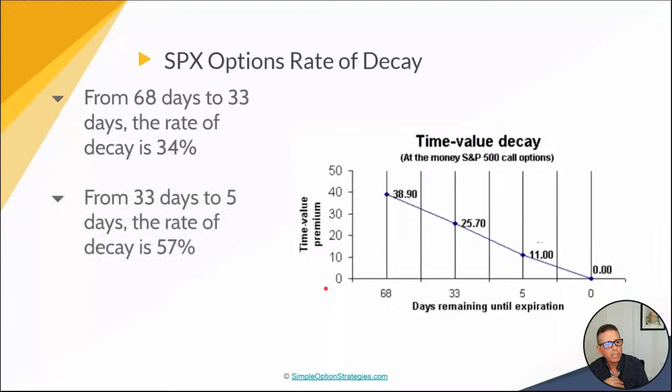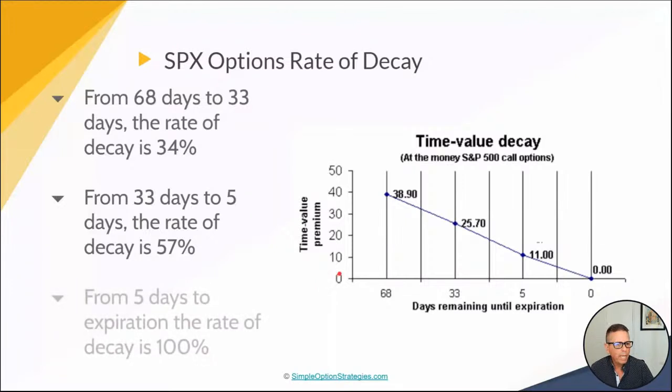From 33 days to 5 days, and you can see that the rate of decay is increasing, right, as we get closer to expiration, and that's what happens. So from 33 to 5 days, it's 57% of its value. And at the end, 5 days to expiration, it's 100% of its value.